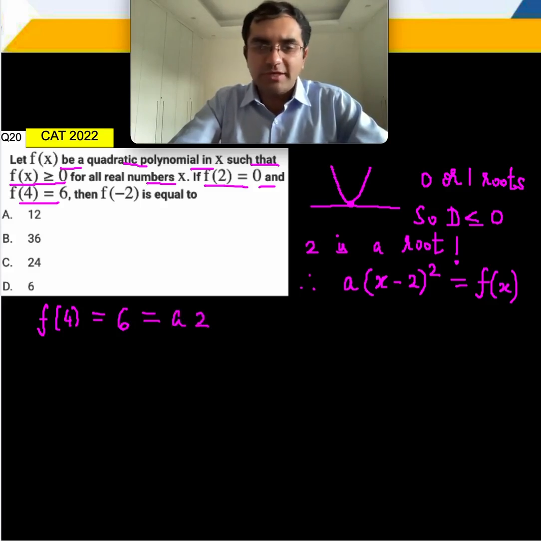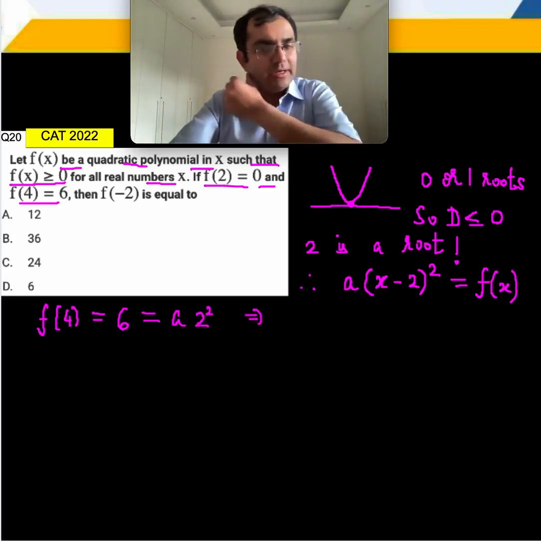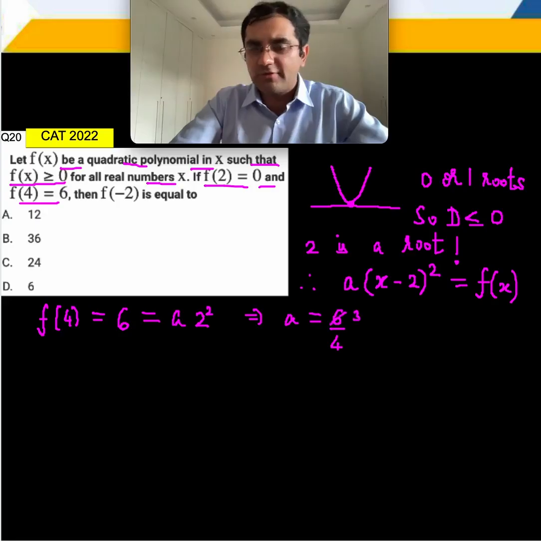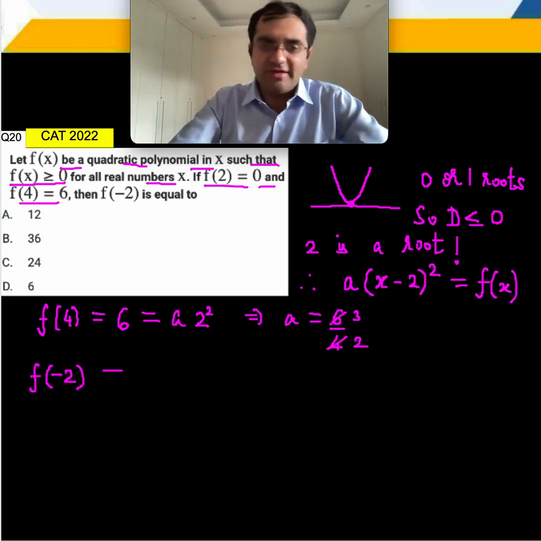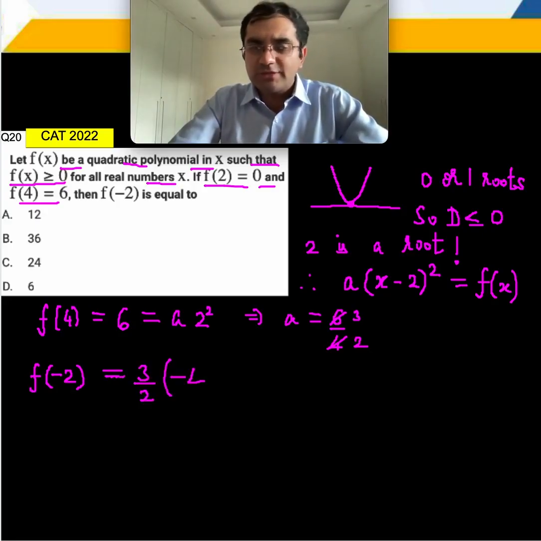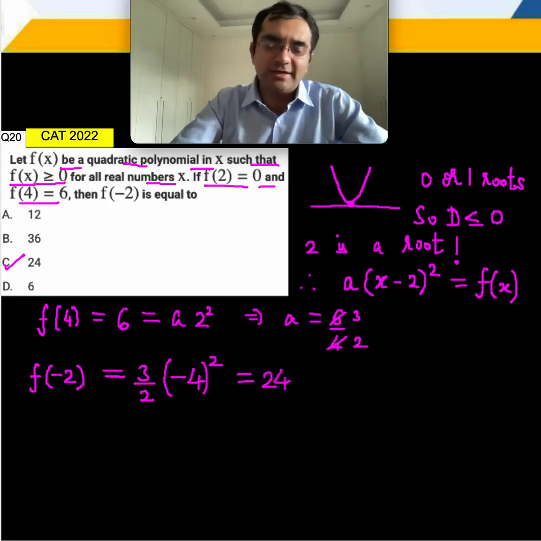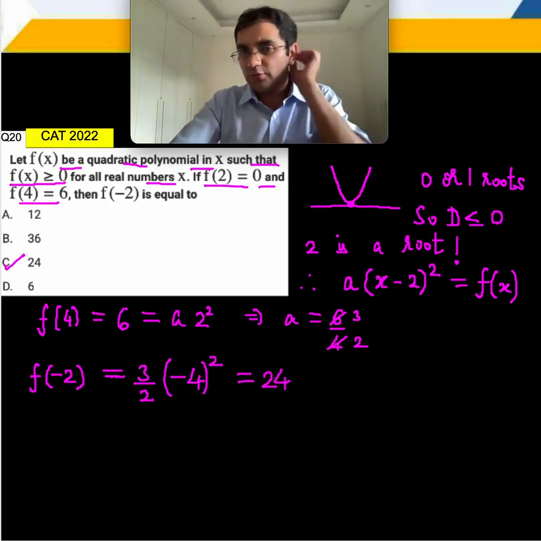Put in 4: 4 minus 2 is 2, 2 square, a into 2 square. So the value of a will come out to be 6 upon 4, that's 3 upon 2. Your quadratic is now complete, so we can find f of minus 2. Put a as 3 upon 2, and minus 2 becomes minus 4 square, that's 16. 16 upon 2 is 8. 8 into 3 is 24. The answer is C part for question number 20.